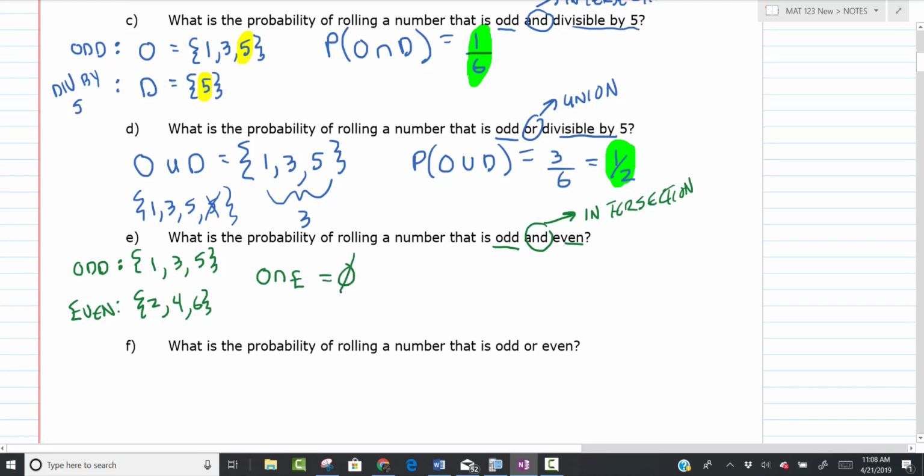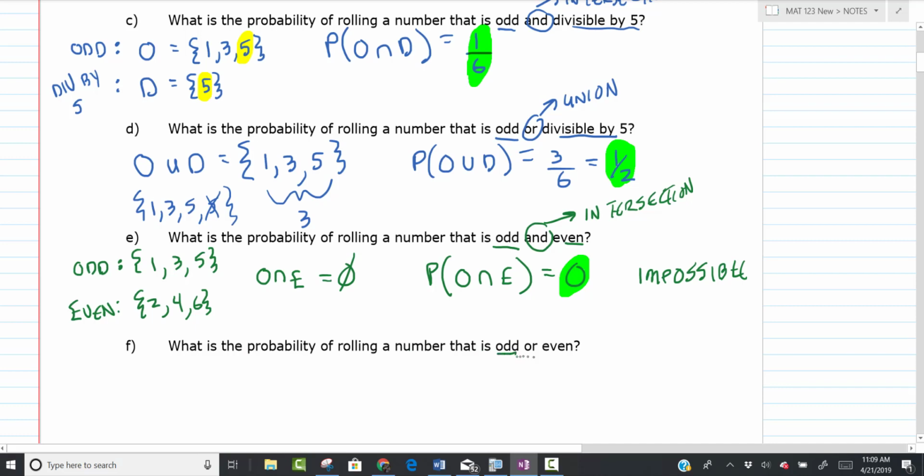So there's nothing in common between those two sets. So it's impossible to roll a die and an even and odd number comes out at the same time. Okay, if that happened, there'd be something wrong with the die or there'd be something wrong with your eyes. Okay, so the idea is we'd say probability of odd intersect even would be 0. Okay, so that means, again, that this is impossible. Okay, that can't happen.